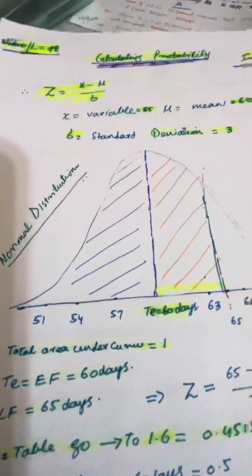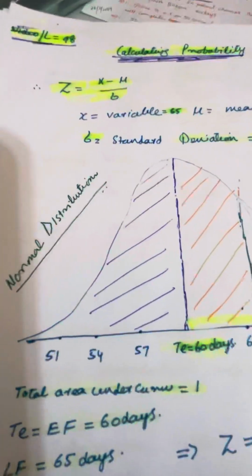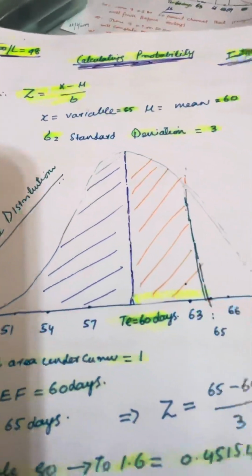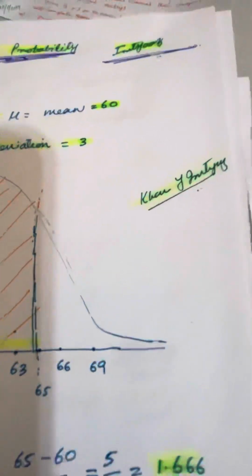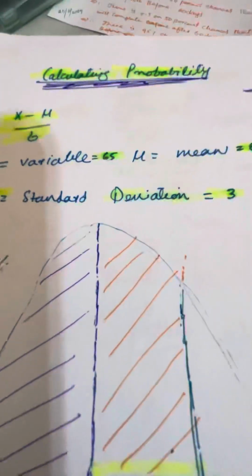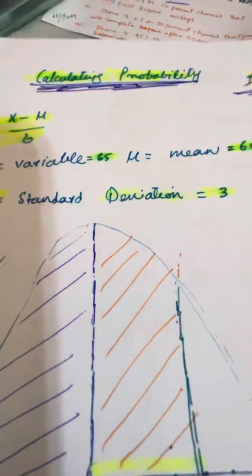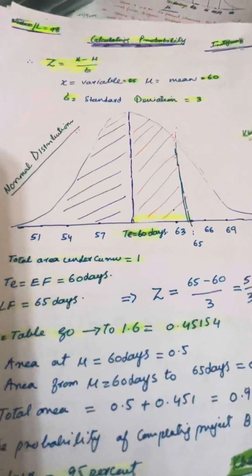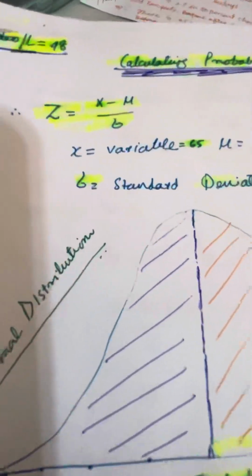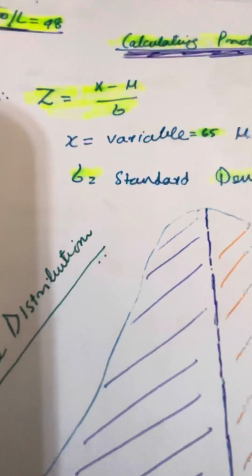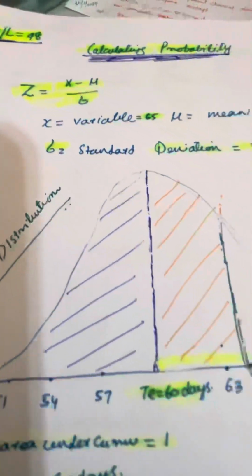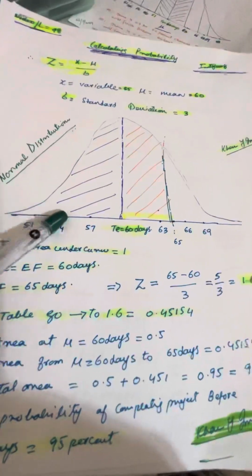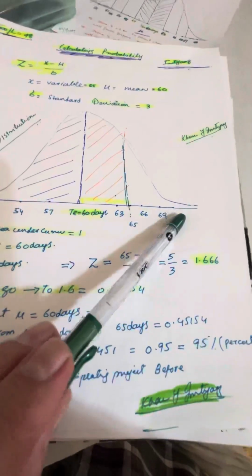Hello guys, hi. So this is the continuation of the project management series, and this is lecture 48 or maybe 50, whatever. This is about calculating probability. Remember that I told you the z value. So z is equal to x minus mu divided by standard deviation.